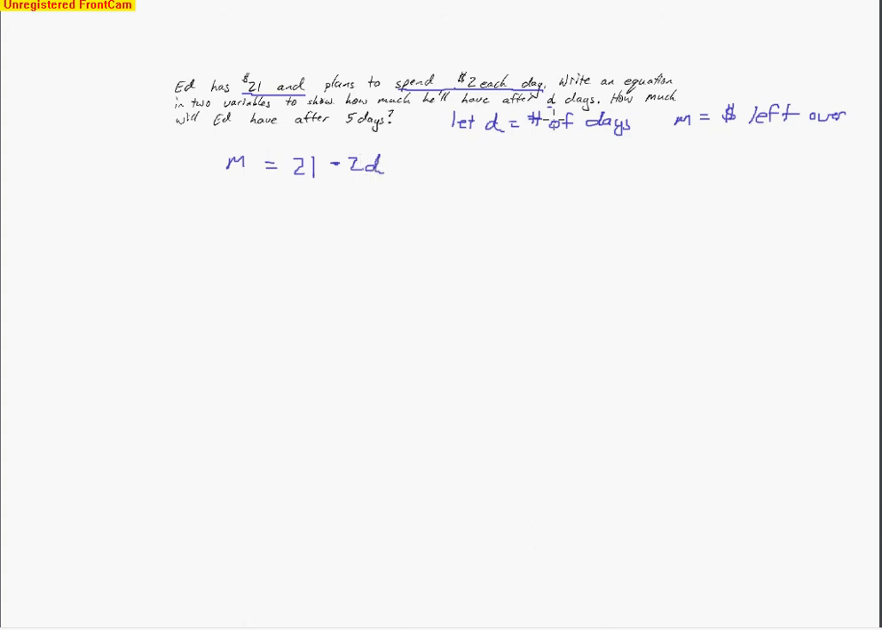Well, then they say, how much will Ed have after 5 days? So after 5 days, we're going to multiply that by 2, and then we're going to take that answer away from 21. That's going to give us the money we have left over. So the money we have left over equals 21 minus 10. So we continue on there. Money left over equals 21 minus 10 gives us 11. So $11 is the amount of money that we'd have left over.